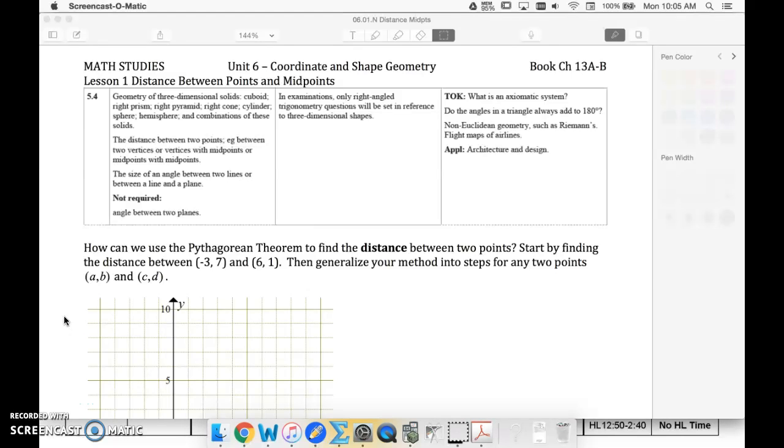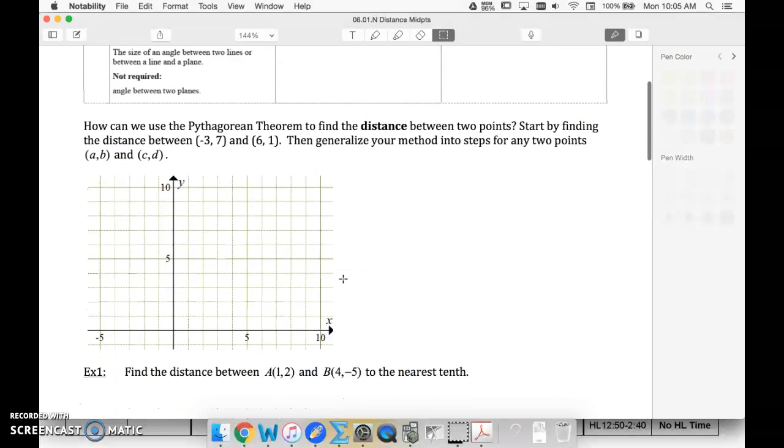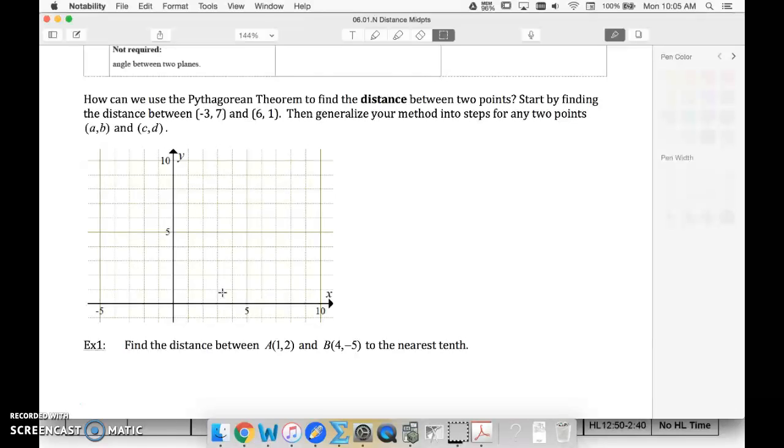Right, in this video we're looking at distance between 2 points and looking at midpoints as well. So this is 5.4 in our syllabus, and we're going to start with the distance between 2 points. So I say here, how can we use Pythagorean theorem? Well, that's because anytime we graph on a coordinate grid, we can always end up making right angles.